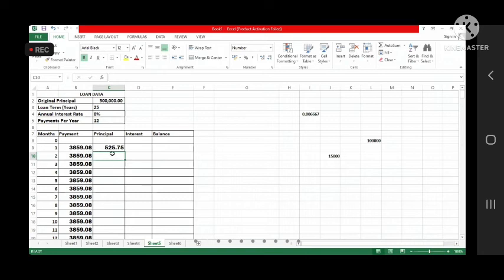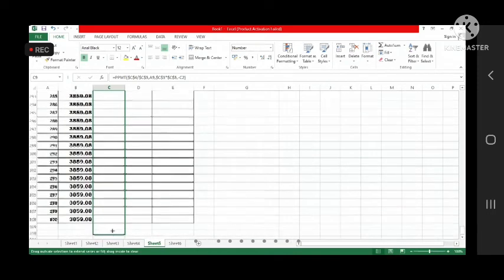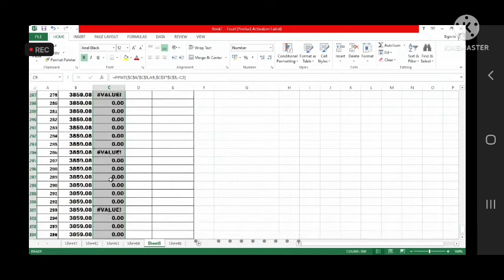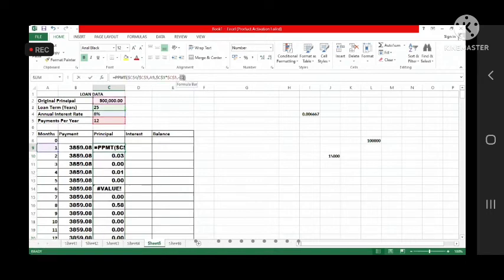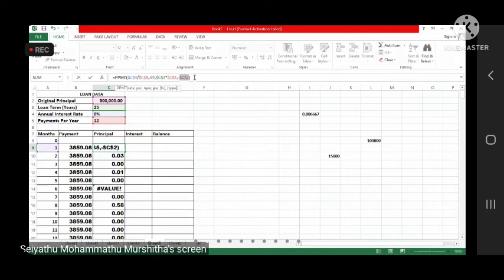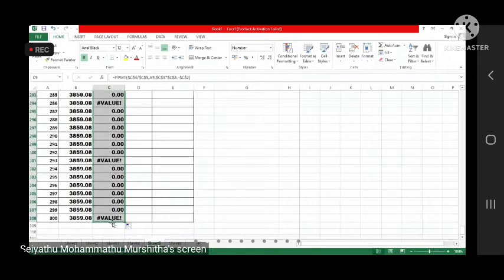Just close the bracket, just enter. So among these 3,859, the principal amount is only 525.75. So what is the balance? Interest. Now we can see. Sorry, C2, I haven't absoluted the C2. That's the problem here. So I have to absolute the C2. F4, then enter. Now it's okay.